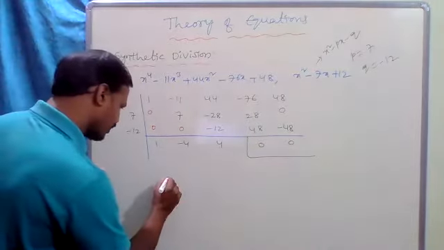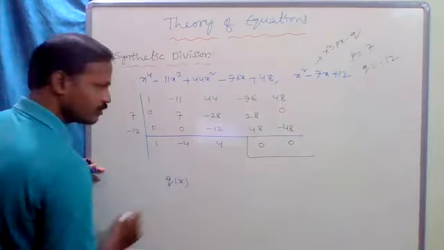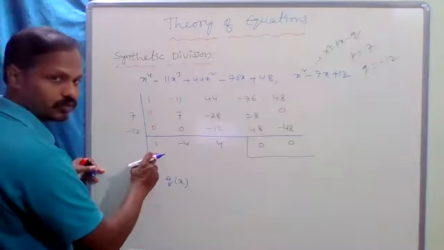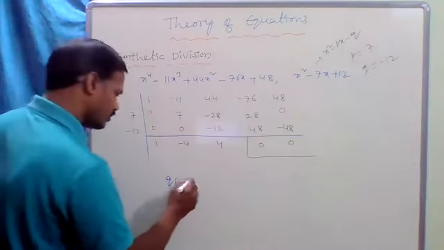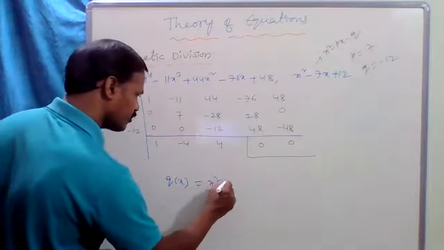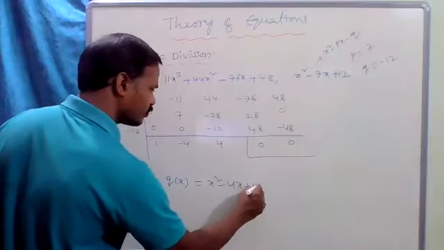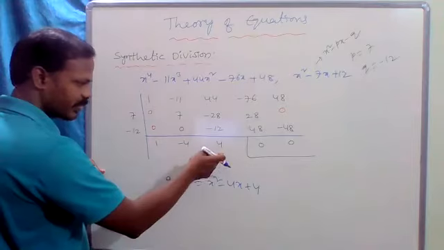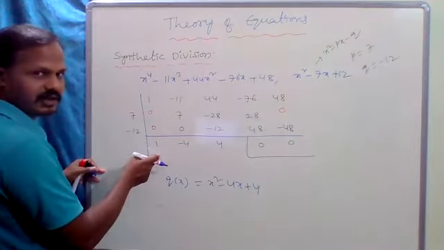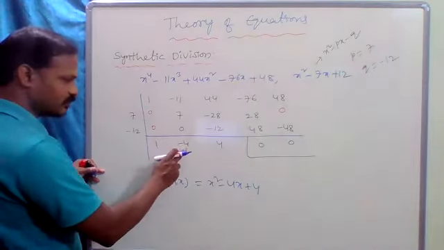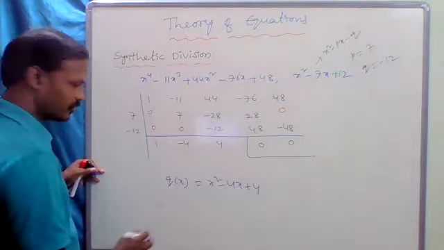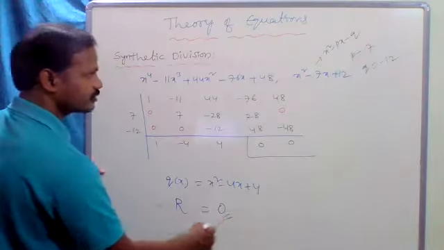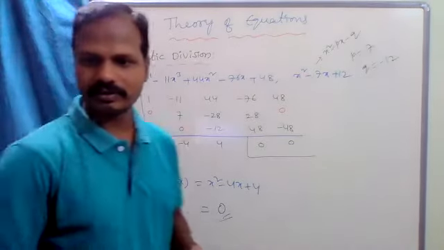The quotient Q of x is, so degree only, constant, 1, 2. So that is x square minus 4x plus 4. Constant, first degree, second degree. Okay na? x square minus 4x plus 4. Now what is the remainder? Remainder equal to 0.